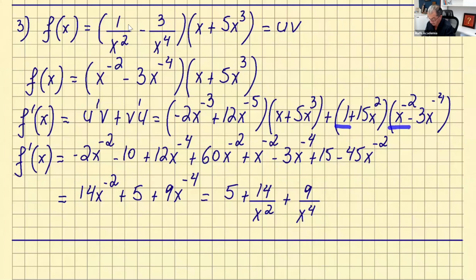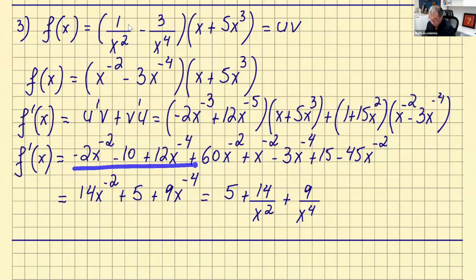1 times x to the power of negative 2 is x to the power of negative 2. 1 times negative 3x to the 4th power is negative 3x to the power of negative 4. And the 15x squared times x to the power of negative 2 is 15. And finally, this is negative 45x to the power of negative 2.